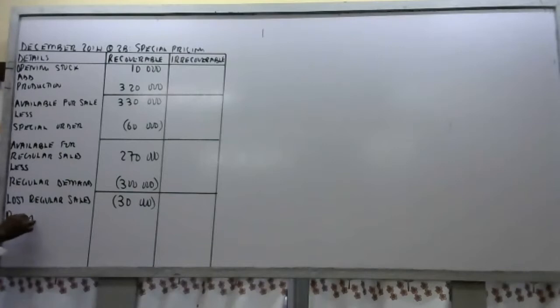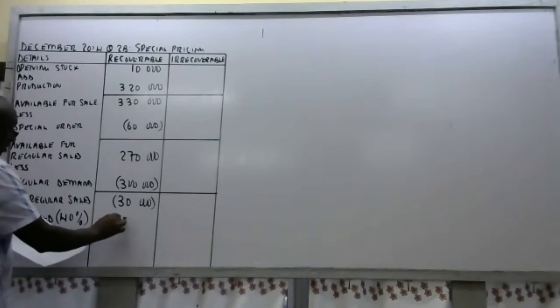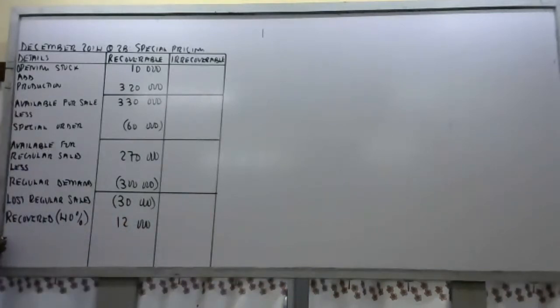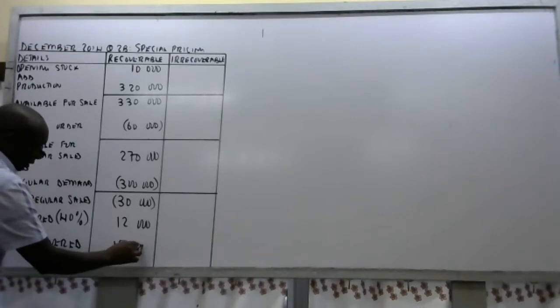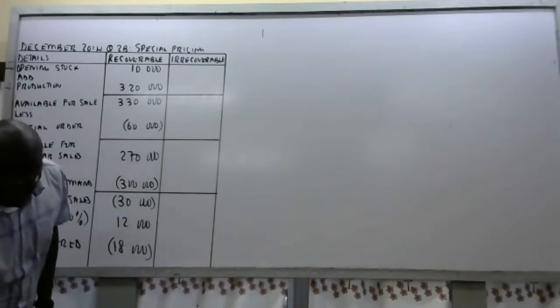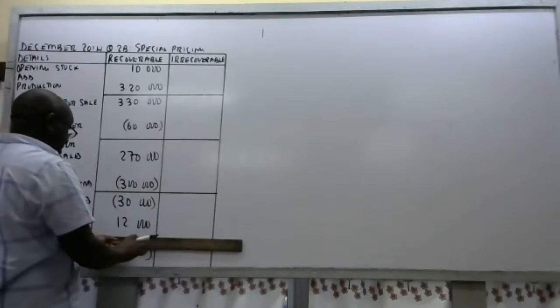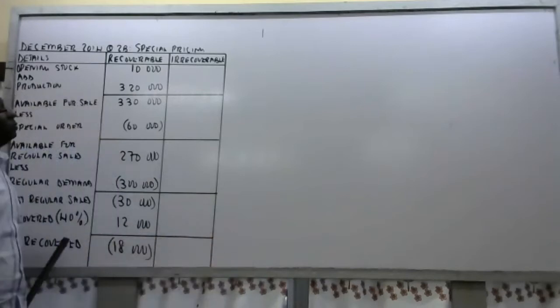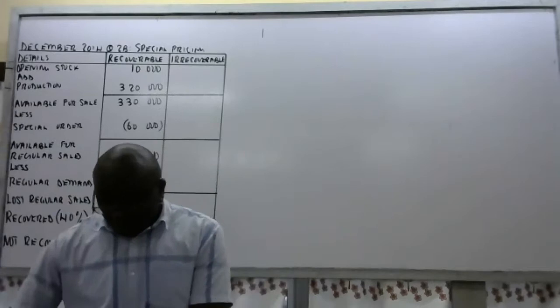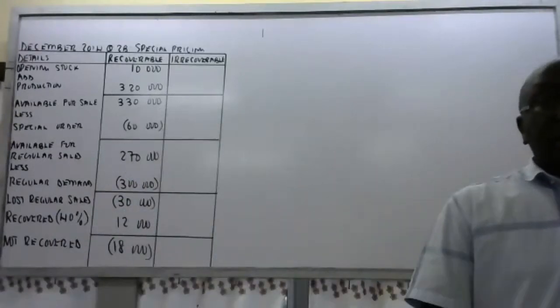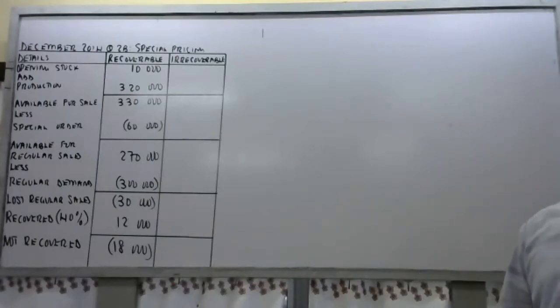Recovered, we are told, is 40%. So 40% of this one is 12,000. Not recovered must be 18,000.